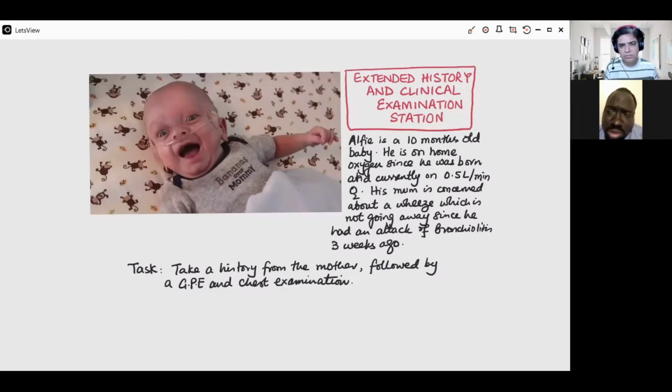Okay. Is his immunization up to date? Yes, he's fully immunized for his age. Okay. Does he have any allergies, or what medication is he on? Well, he is not on any medication at the moment apart from oxygen, but he had a lot of antibiotics in the past. Okay. So does he have any drug allergies or any other allergies? No, he hasn't got any drug allergy. No, none to the best of my knowledge. Okay.